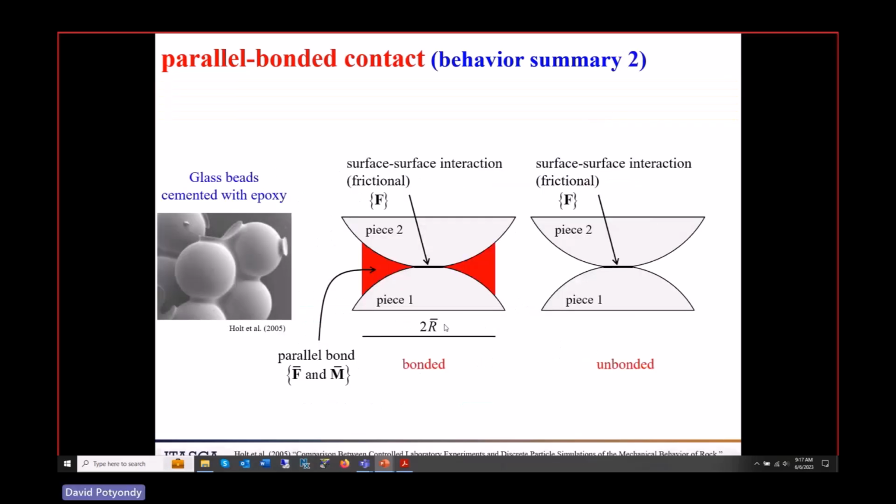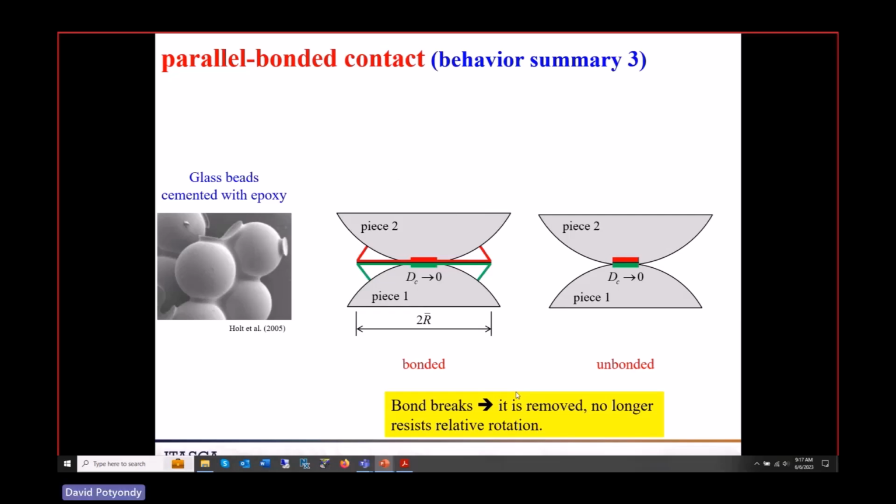Again, trying to show that idea, right? There's the parallel bond material. If it's broken, the parallel bond material is gone. There's just this interaction. Otherwise, there's this interaction plus the force and moment in the parallel bond.